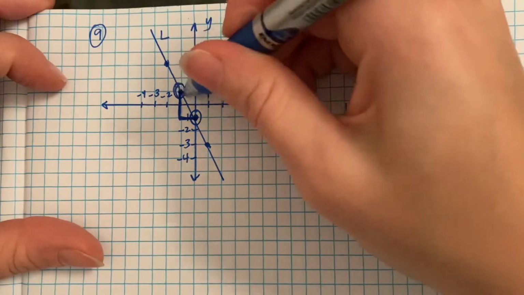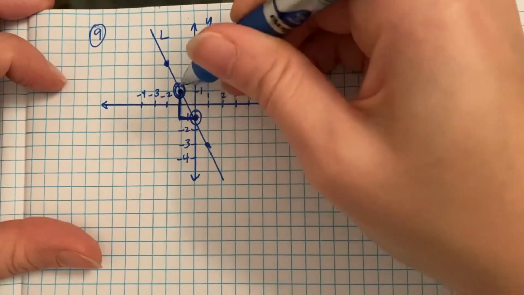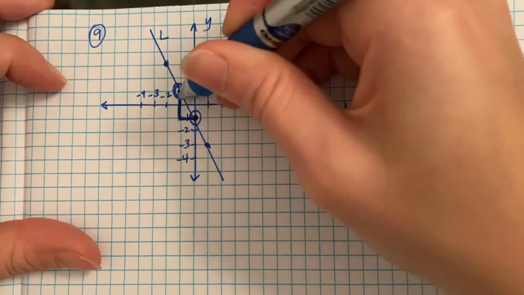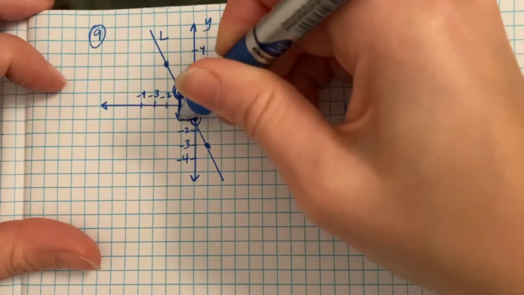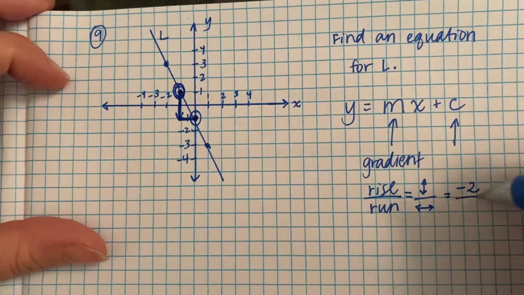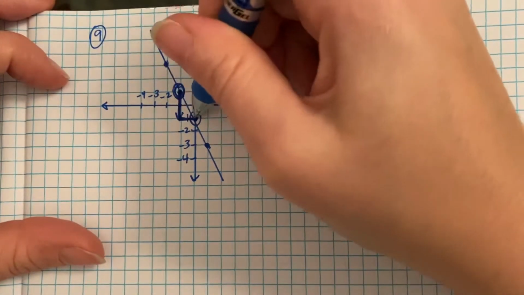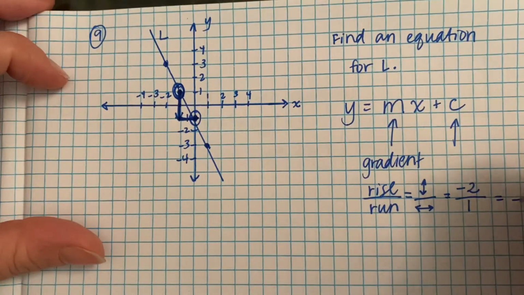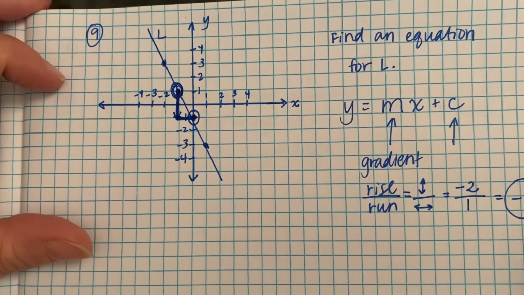So if I'm going from one point to the next, usually you go from left to right. My rise, I'm decreasing. See how I'm moving downwards? I'm decreasing by 2, so that gives me a rise of -2. And then a run, a horizontal change, I'm moving over to the right 1. So that means that my gradient is -2.